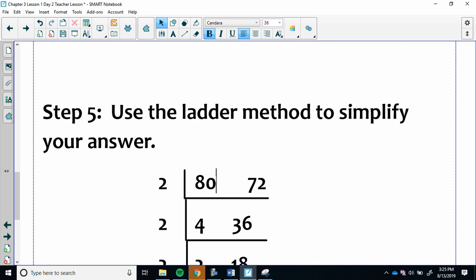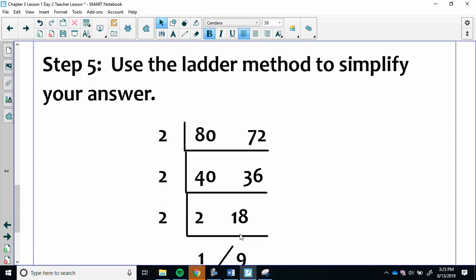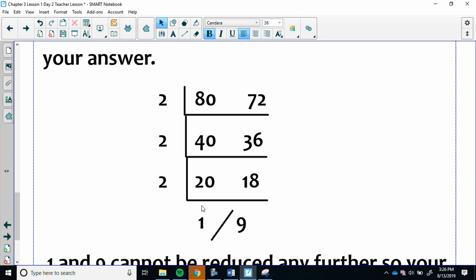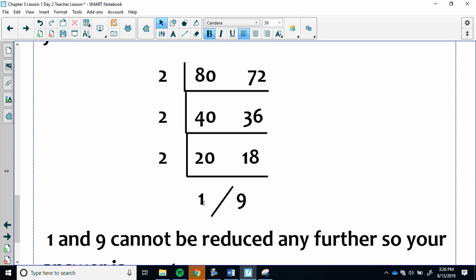So divide 80 by 2, you get 40. 72 by 2, you get 36. We can divide by 2 again. 40 divided by 2 is 20. Making corrections here as I go. And 36 divided by 2 is 18. What we have then would be 10 over 9, which there are no more numbers that go into them.